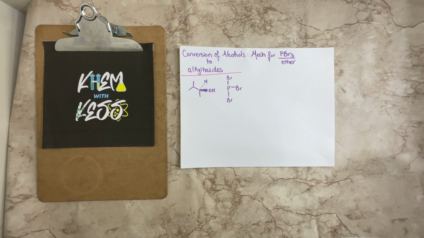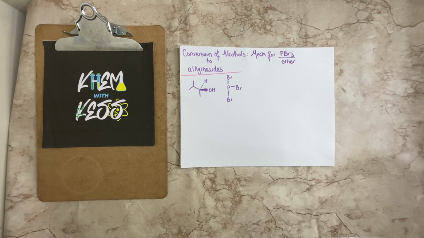All right, so again, doing another conversion of alcohol to an alkyl halide, but this time we're using PBr3 in ether. It can also be in pyridine as well. PBr3 stands for phosphorus tribromide, and we're going to do the same style mechanism.